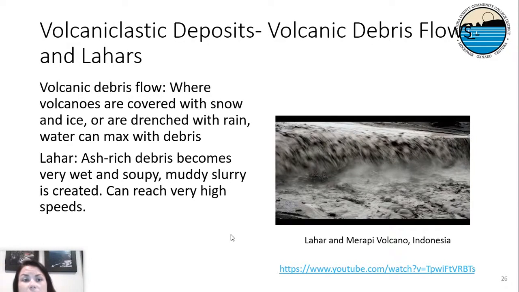Okay, so volcanic debris flow and lahar. A volcanic debris flow is where volcanoes are covered with snow and ice or with rain, and the water can mix with the debris from a flow. And a lahar is an ash-rich debris, which becomes wet and soupy and creates a slurry. And this can reach very high speeds. So let's look at an example of a lahar.